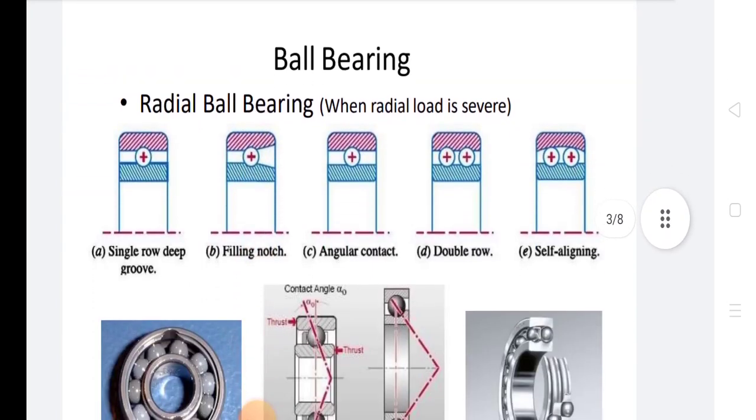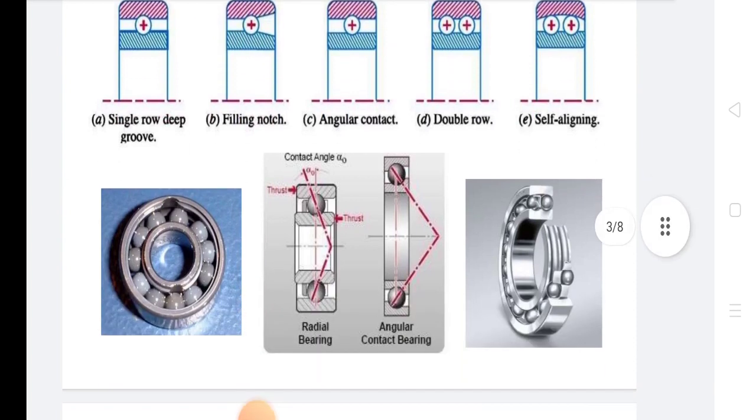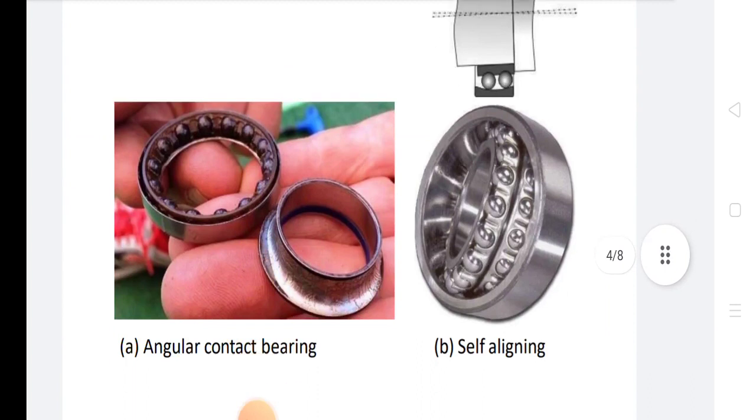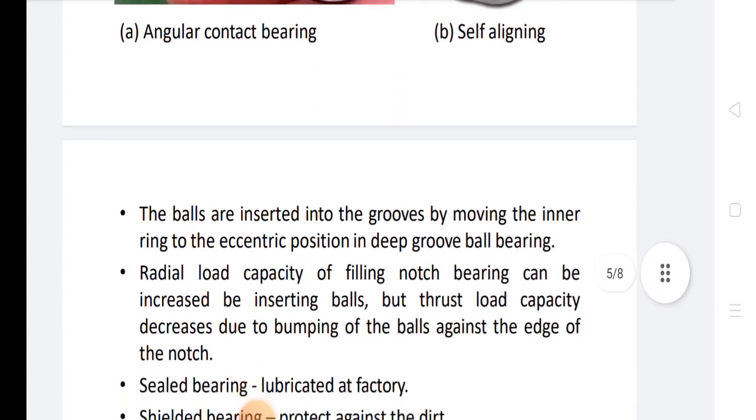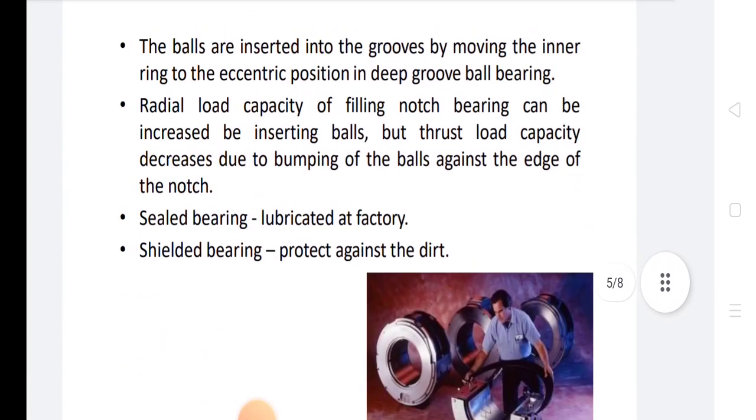In ball bearings, when the radial load is to be served, we use single row deep groove, filling notch, angular contact, double row and self-aligning bearings. The balls are inserted into the grooves by moving the inner ring to an eccentric position in deep groove ball bearing. Radial load capacity of filling notch bearing can be increased by inserting more balls, but thrust load capacity decreases due to bumping of the balls against the edge of the notch.